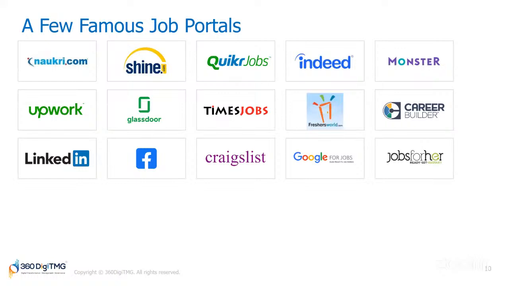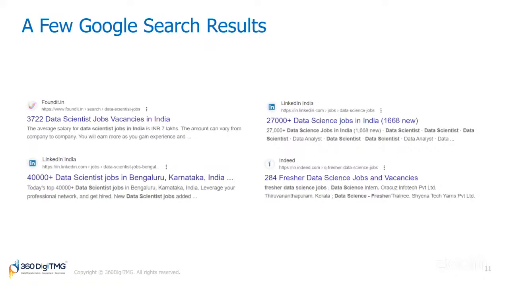When we are talking about resume, we need to make sure that we talk about a few famous job portals too. For example, there's Naukri, Shine, Quicker Jobs, and there are many such job portals, right? And talking about a few Google search results, here are a few famous search results. Just go to Google, type data scientist job or data scientist fresher jobs, and you'll get all such results.